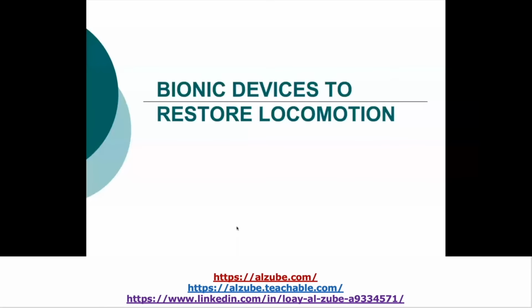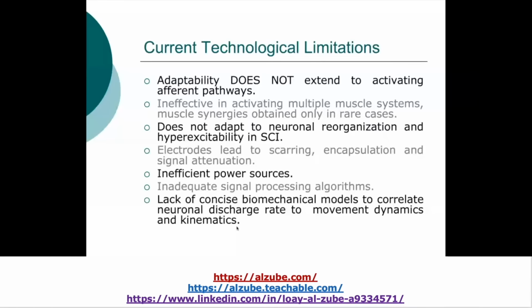So the problems with these so far is adaptability does not extend to activating afferent pathway. So this is the sensory pathway going back from the muscles to the brain. So we need to have two pathways to have a smooth locomotion in muscles, and that is called muscle synergies. So you need to have different muscle groups acting at the same time to do a complex movement. We don't have adaptation to neural recognition, reorganization, and hyperexcitability in spinal cord injury.